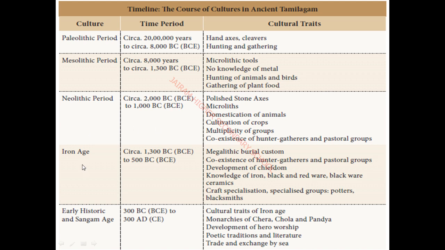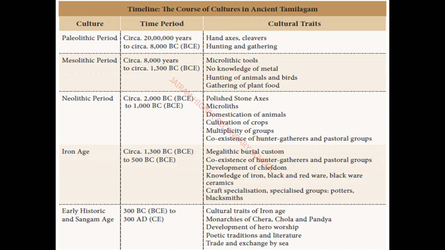Yeah, very good. Now we are going to see the Iron Age. The Iron Age is between 1300 BC and 500 BC. Here we see megalithic burial customs, and the coexistence of hunter-gatherer and pastoral groups. They made a development of chieftains. Then with the knowledge of iron, black and red ware, blackware ceramics were developed.